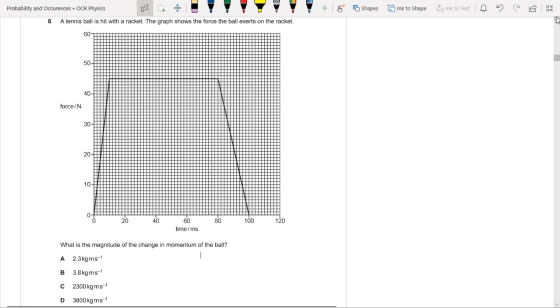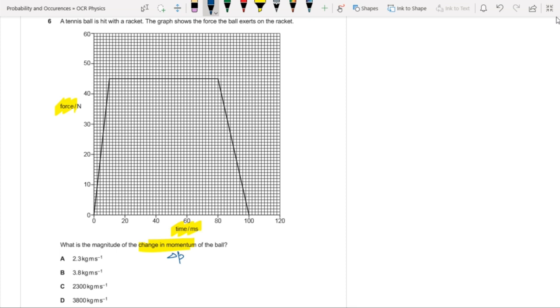A tennis ball is hit with a racket. The graph shows the force the ball exerts on the racket. We are given a force-time graph. And what is the magnitude of the change in momentum of the ball? We are interested in delta P, or the change in momentum.